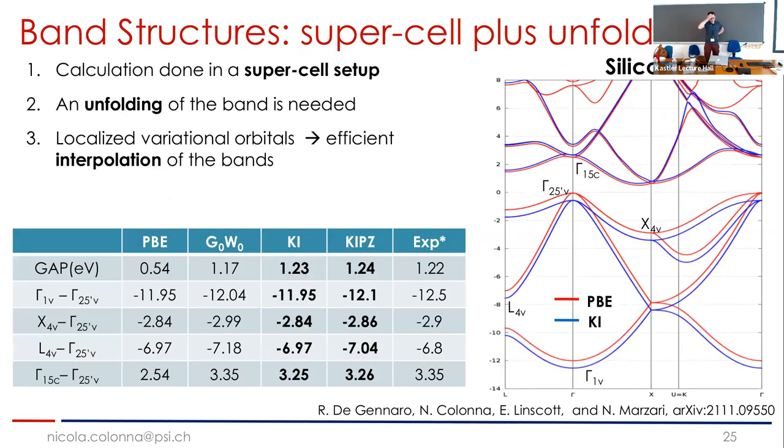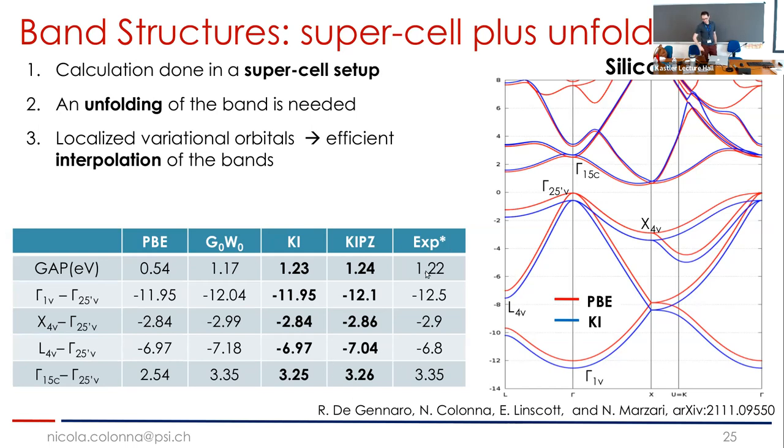And then, of course, this is more conceptual than practical, because at that stage we still have to do the calculation in a supercell, because this is pretty straightforward to do. But then we can unfold the band structure and obtain the entire band structure, for instance of silicon, in the primitive Brillouin zone. And this is important, especially if you have a system with an indirect band gap, where, for instance in silicon, the bottom of the conduction band is between gamma and X at some random point. And this again is what was done by Riccardo De Gennaro.